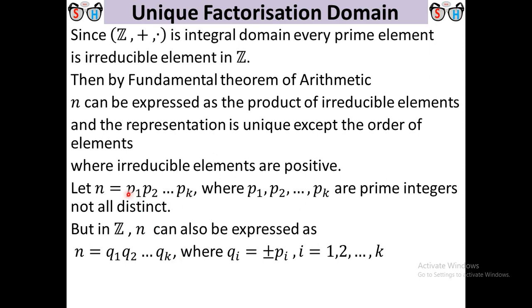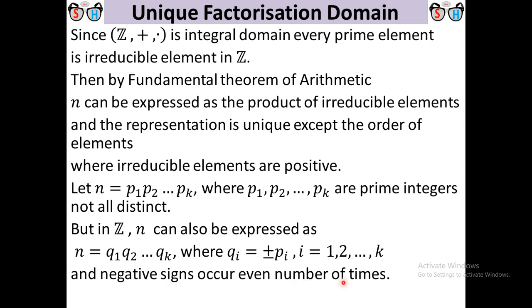Actually, here we introduce an even number of negative primes. Suppose q1 equals minus p1, q2 equals minus p2, and all other elements are positive. So this will be minus q1 times minus q2 times plus q3 times plus q4 up to plus qk. So it is also unique, and these are irreducible elements, because here negative signs occur an even number of times. If you take three negative signs, then n will be negative. For example, 12 equals 2 times 2 times 3, but 12 is not equal to minus 2 times minus 2 times minus 3. So you have to take an even number of negative signs.